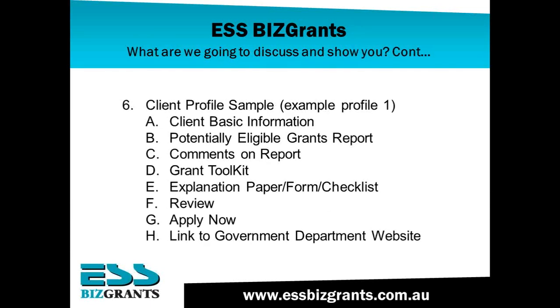The basic information that you will be required to input into the system will be a client profile. There are 20 questions to be answered, and these questions are trying to get some general information about the client so that ESS BIZGrants can produce an initial report on the type of grants that might suit that client.